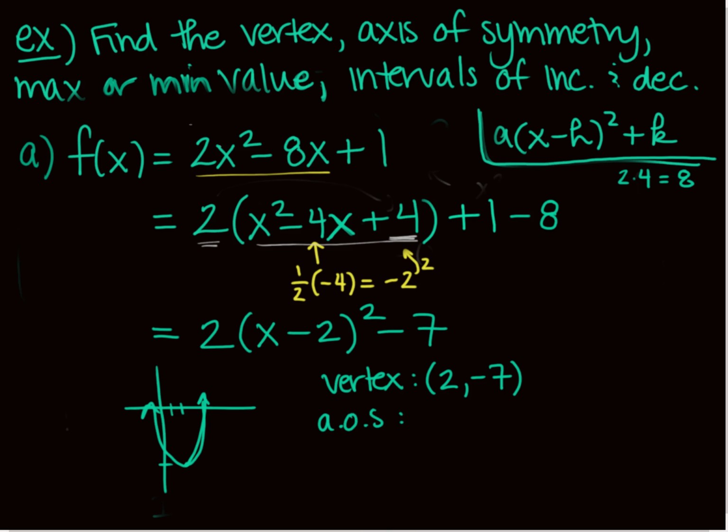My axis of symmetry is going to be a line that goes through that point right there. So I need to write it as a line. So it's x equals 2, okay? Again, I'm going to have a minimum value here. So what is my minimum? My minimum is negative 7, right?